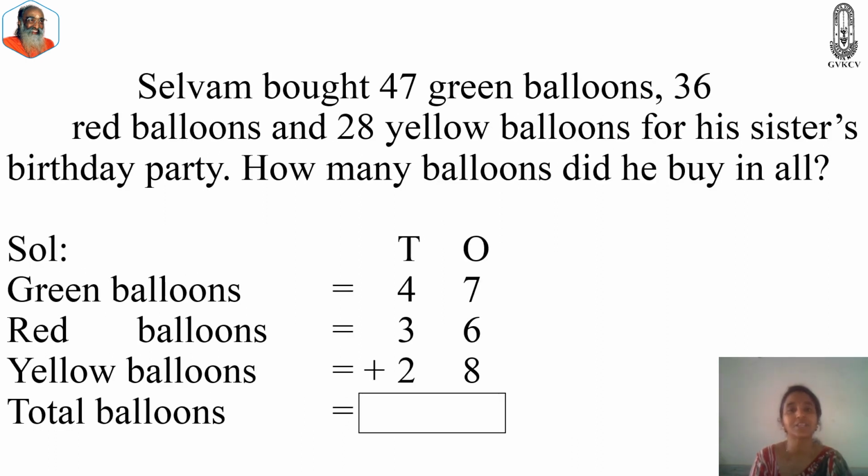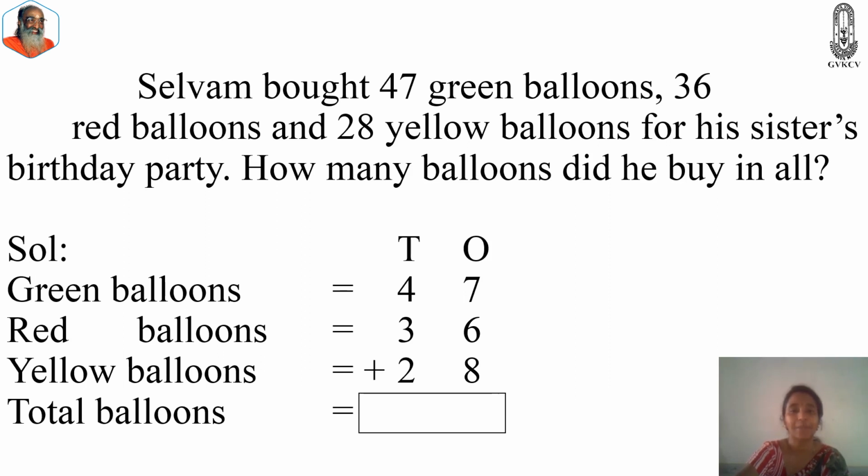This is our third sum in our exercise. What is the question? Selvam bought 47 green balloons, 36 red balloons and 28 yellow balloons for his sister's birthday party. How many balloons did he buy in all? So I wrote, Selvam bought how many green balloons? 47. First, what you should write? Tens and ones as usual.